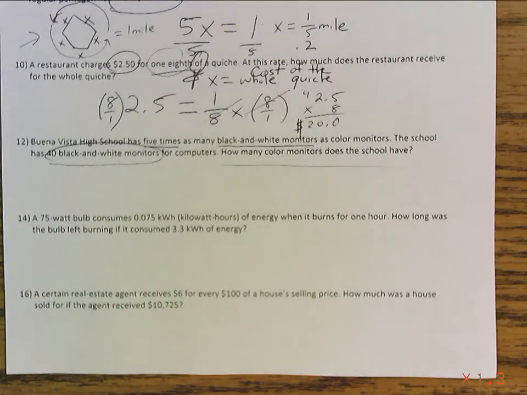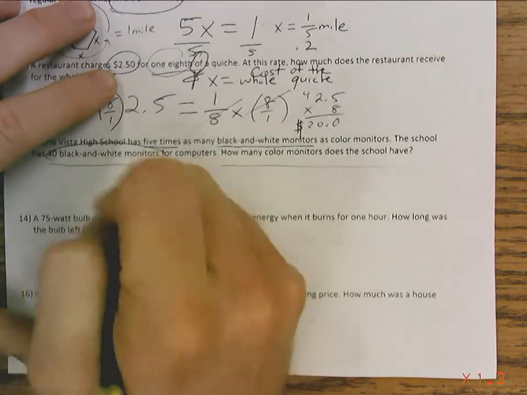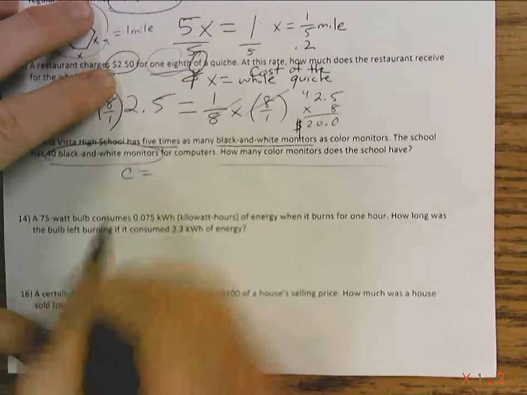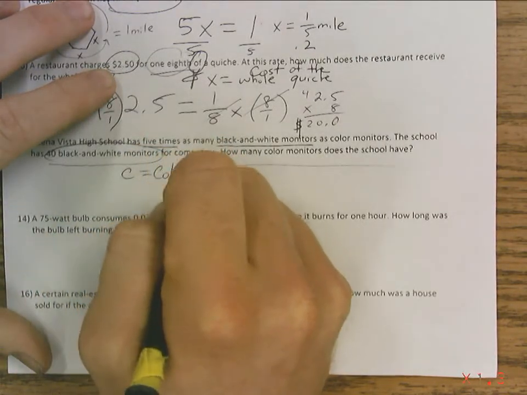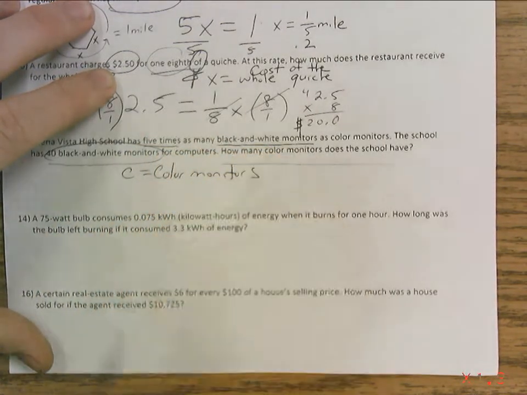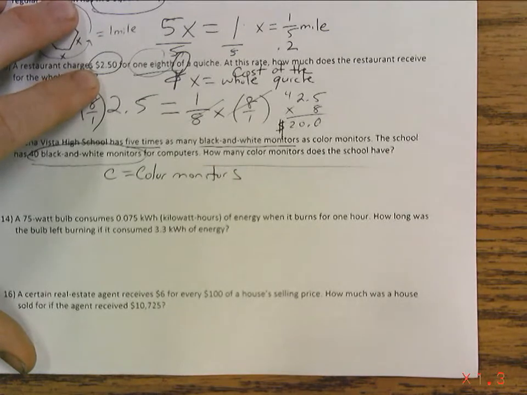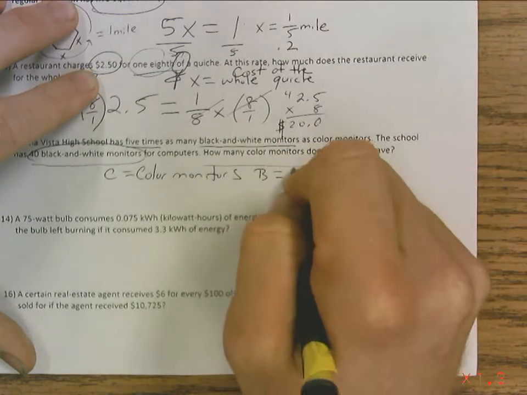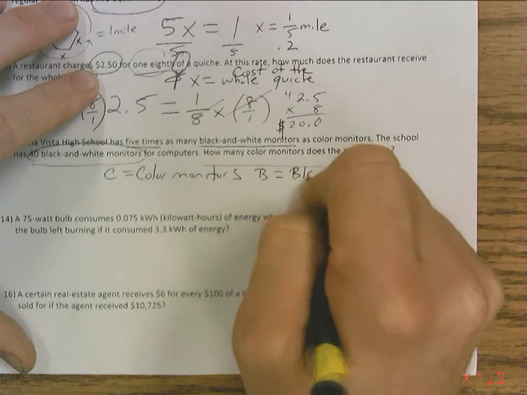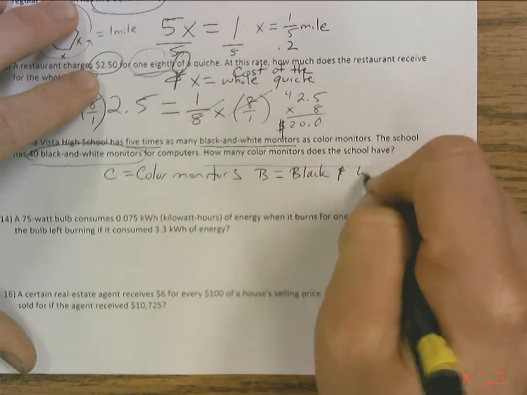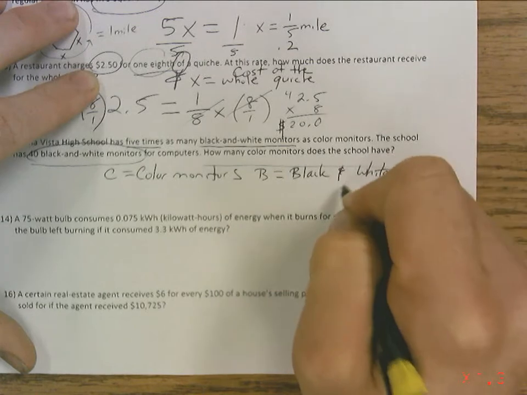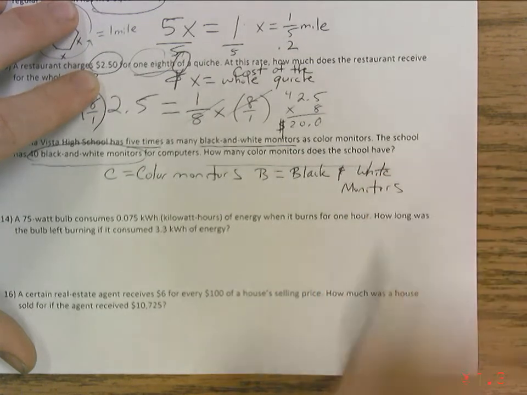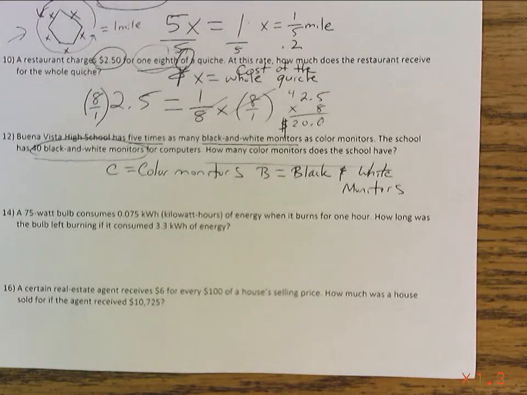All right. Before you even do this problem, you've got to identify your variables. You want to go like this. C equals the color monitors. This is step 1 to any intense word problem. B equals the black and white monitors. So that needs to be on your paper. Color monitors is C, black and white monitors is B.